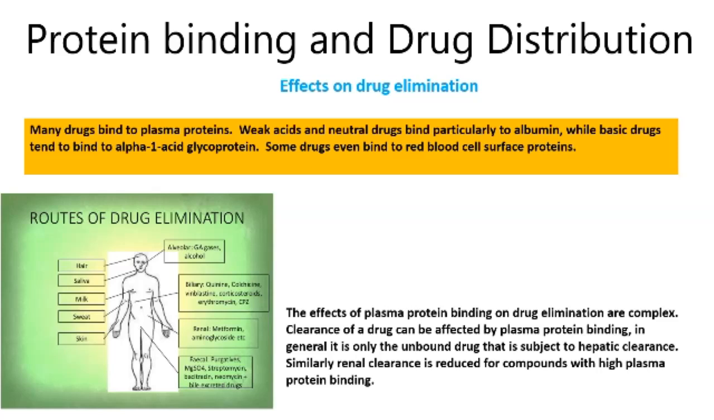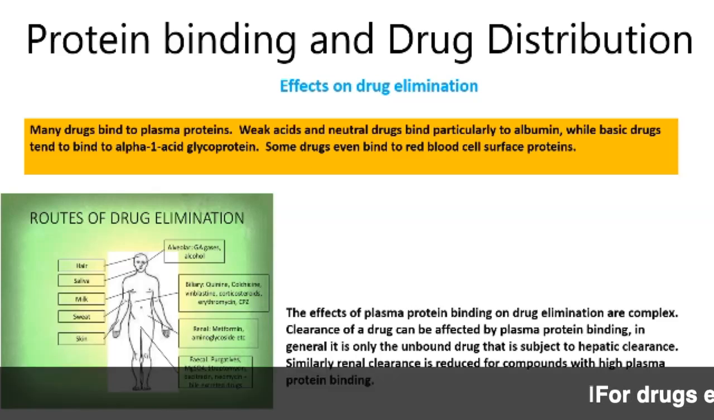Clearance of a drug can be affected by plasma protein binding in general. It is only the unbound part of the drug, only the free fraction, that can be processed by the kidneys and the liver. Once it's bound, it can't be processed. So you run the risk of having clearance reduced of that particular drug if it is highly protein bound. And if, for whatever reason, something takes it off from that binding site, you're going to have toxicity because the system will not be able to clear all of it at once.